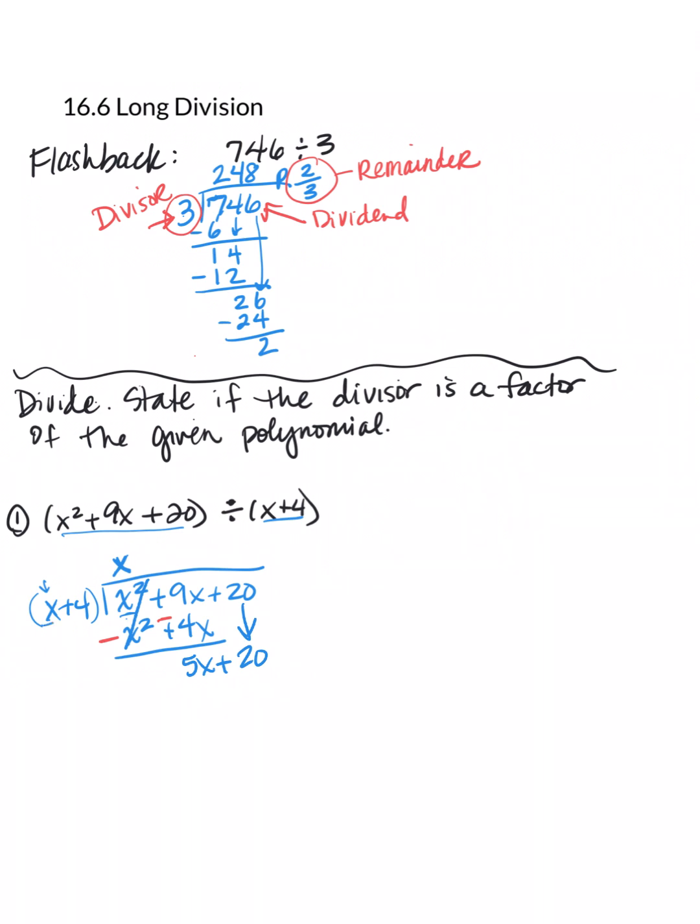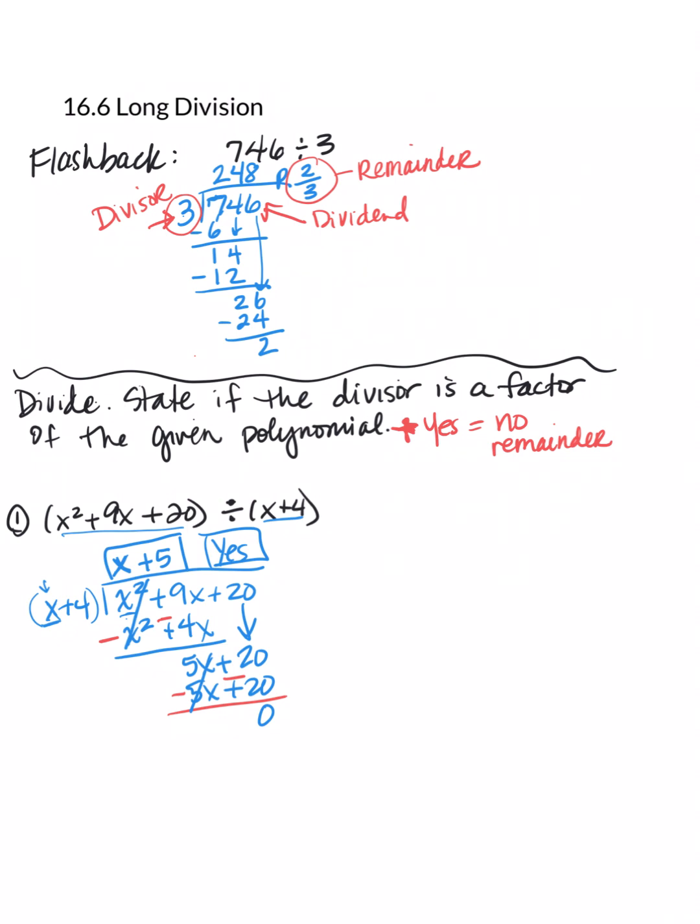Then you ask yourself again, what times this x gives me 5x? Well, that would be a plus 5. Then I distribute that 5, so it's 5x plus 20. Change your signs and subtract. So that goes away, and then this is 0. So now with a remainder of 0, the question is, is this divisor a factor? So you would say yes. Okay? So maybe make yourself a note. Is it a factor? Then it's yes, means no remainder. It is a factor if there's no remainder when you divide.